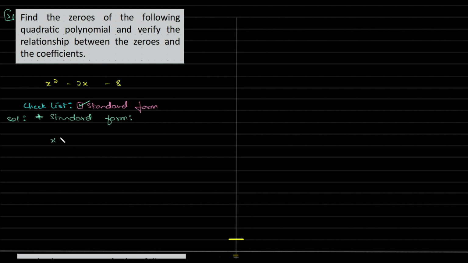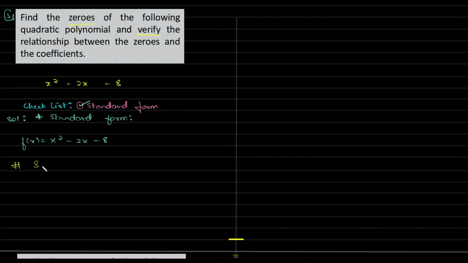So we are looking at x squared minus 2x minus 8 being equated to f of x, where f is your function's name or the expression's name, and x shows that this expression is dependent on x only. The next thing that you need to know is how to find the zeros. We have to find the zeros and verify the relationship.